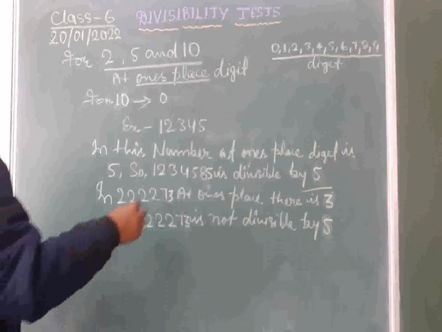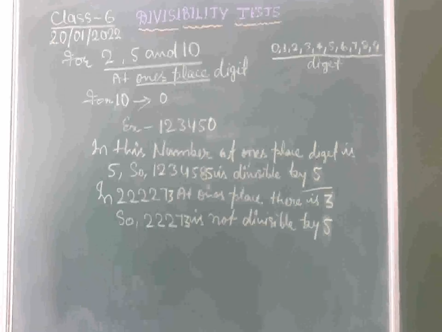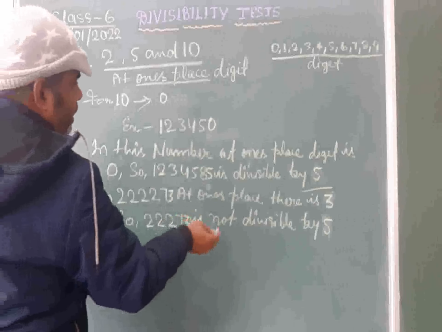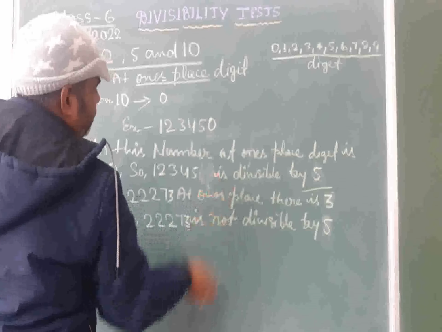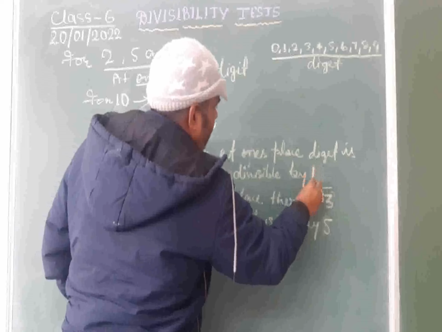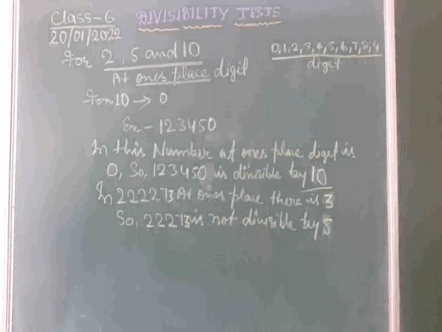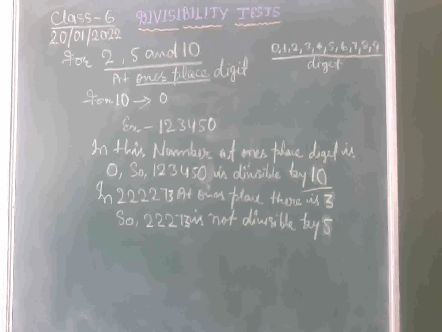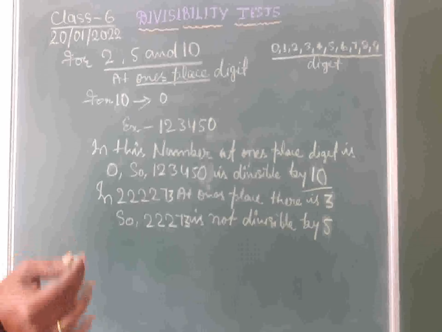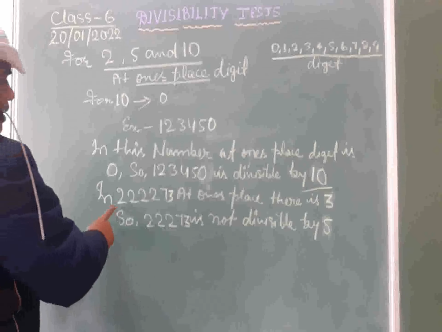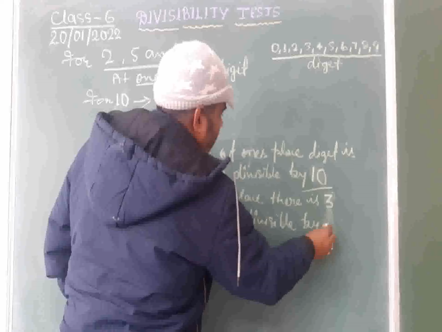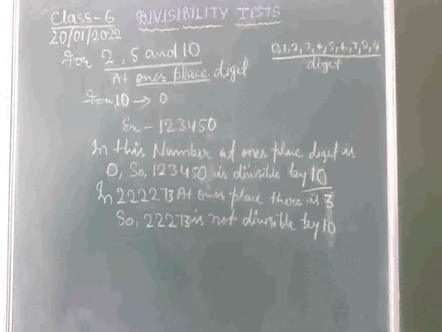Suppose here you have 5, 0. In this number, the ones place digit is 0, so this number is divisible by 10. Otherwise it is not divisible by 10. The statement is the same; only we have to change the digit by which we divide. For 10, in this number at ones place there is 0, so 1, 2, 3, 4, 5, 0 is divisible by 10. Same way, in this number at ones place there is 3, so this number is not divisible by 10. We can easily give the answer.